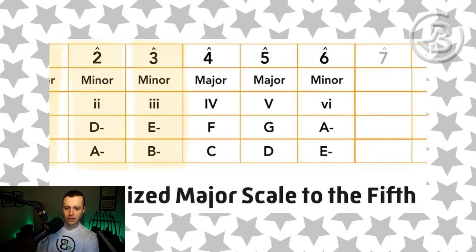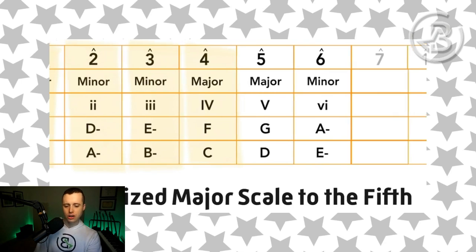Let's look at scale degree 4. The triad that is built on scale degree 4 is always major. It does not matter what scale we are using. Always, always, always, the triad that we build on scale degree 4 is going to be a major triad. So we have an uppercase Roman numeral 4. In the key of C, the fourth scale degree is F, so we have an F major triad. In the key of G, the fourth scale degree is C, so we have a C major triad.